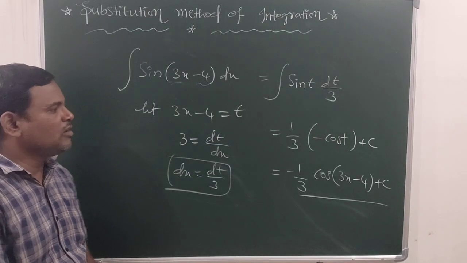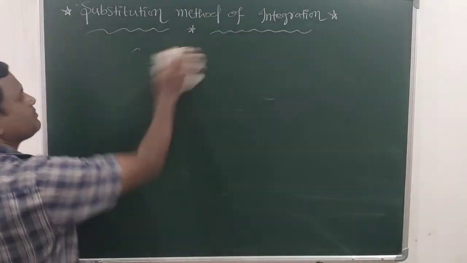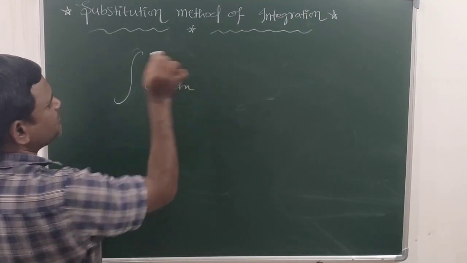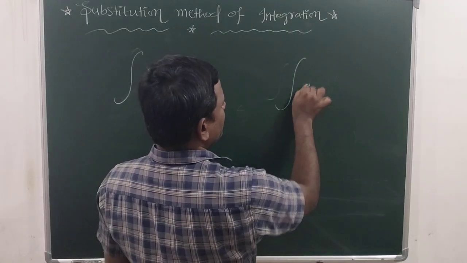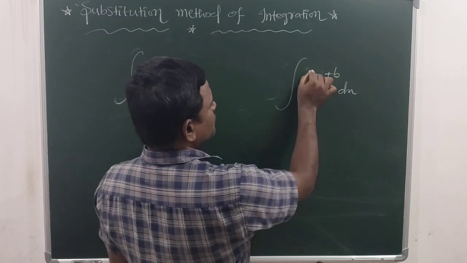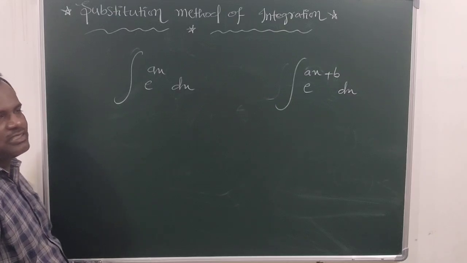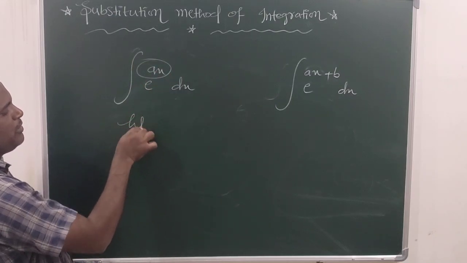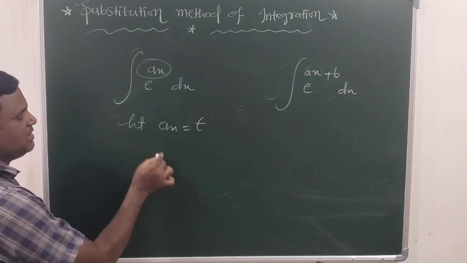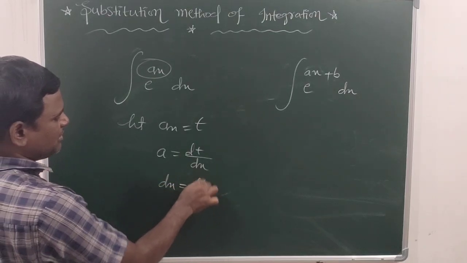Okay students, now let us go for one more function. See, integral of e power ax dx, or integral of e power (ax plus b) dx. If the functions are given like this, how do you evaluate their integrals? Students, see, this ax we have to take as t. Now take the derivative on both sides with respect to x. It is going to be a, and this is dt by dx. Now make dx the subject: dt by a.